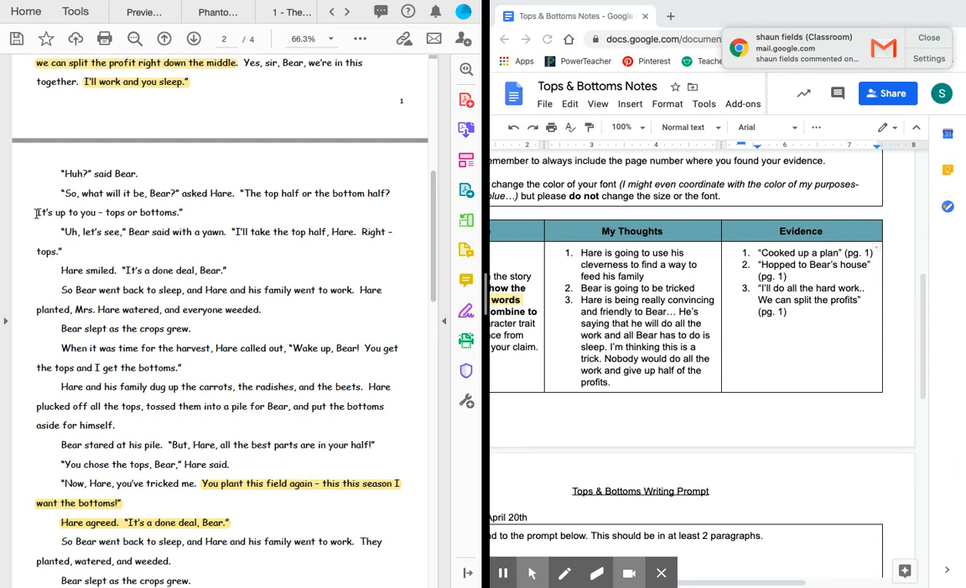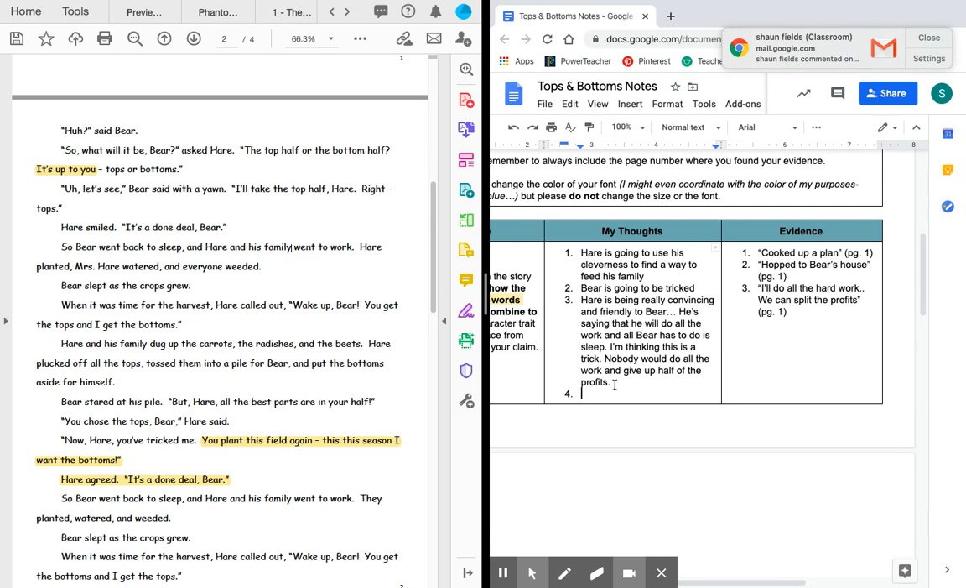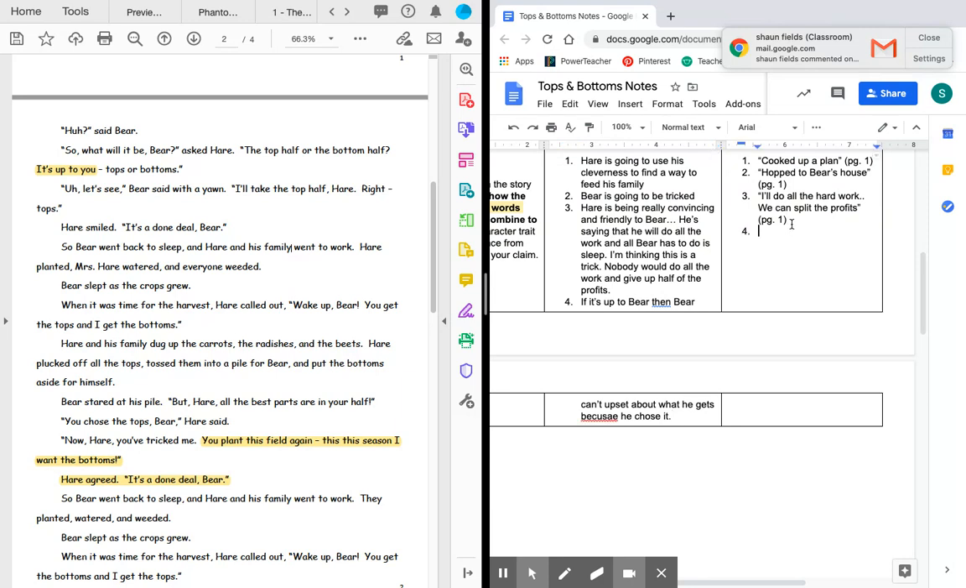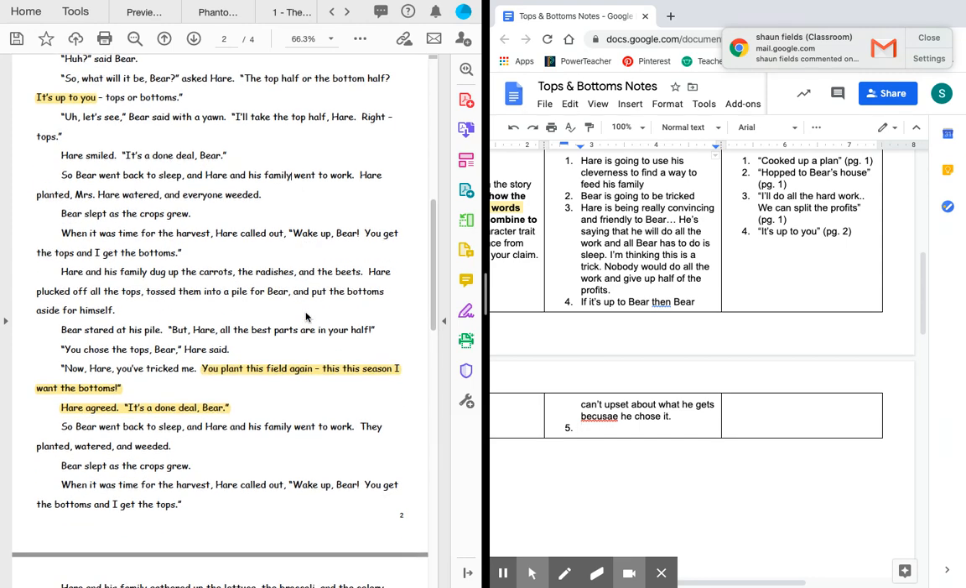The other thing that he does is he says, it's up to you. By saying, if it's up to Bear, then Bear can't get upset about what he gets because he chose it. Right? Okay, so it's another way that Hare is showing his cleverness. He's saying to Bear, you get to make the decision. So it's pretty cool how the author shows Hare's cleverness.